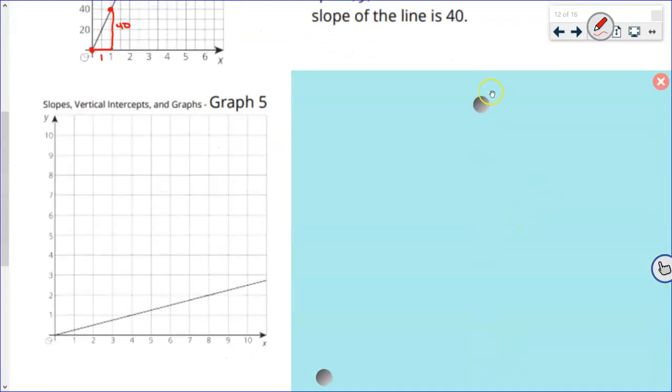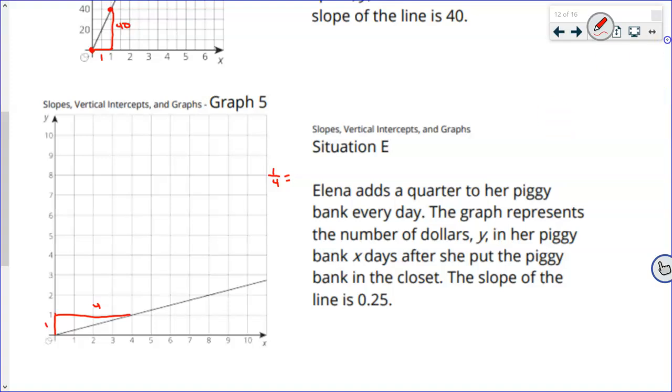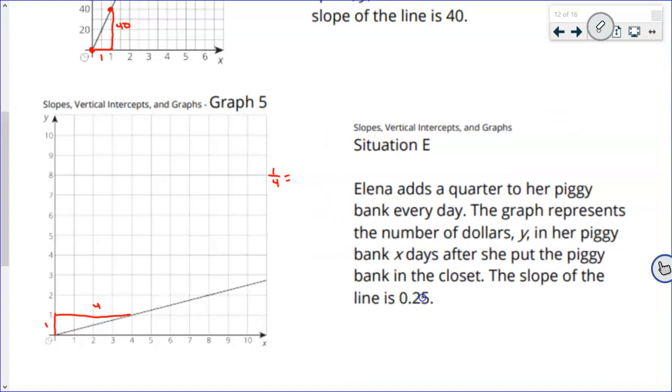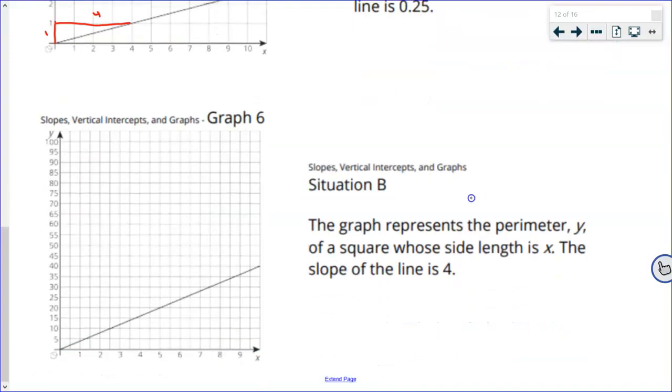Graph 5, come back with me now if you were not keeping up. Graph 5, find the slope of the line. A lot of students made a lot of silly mistakes here. What is the slope? We're going up 1 over 4. So the rise over the run, 1 over 4. So we need to look for the one that has 1/4. Oh no, none of them say 1/4. Yeah, but 1/4 is the same as 0.25, so that's why graph 5 matches situation E, where the slope is 1/4 or 0.25. And that gives us graph 6 matching with situation B.